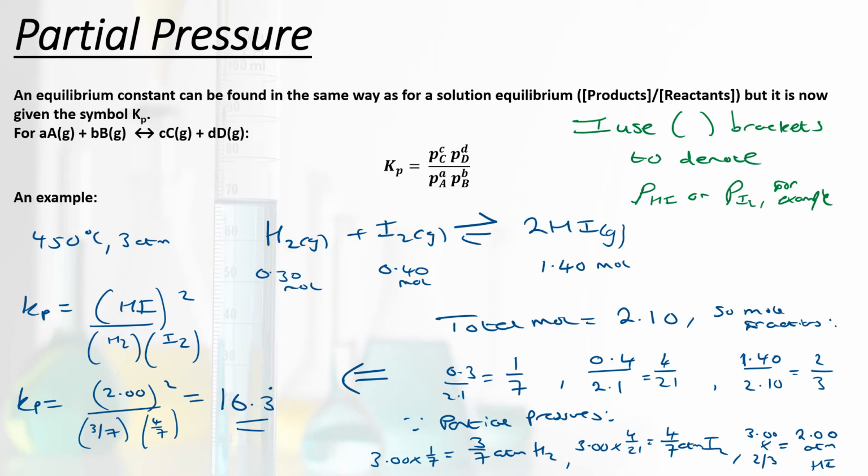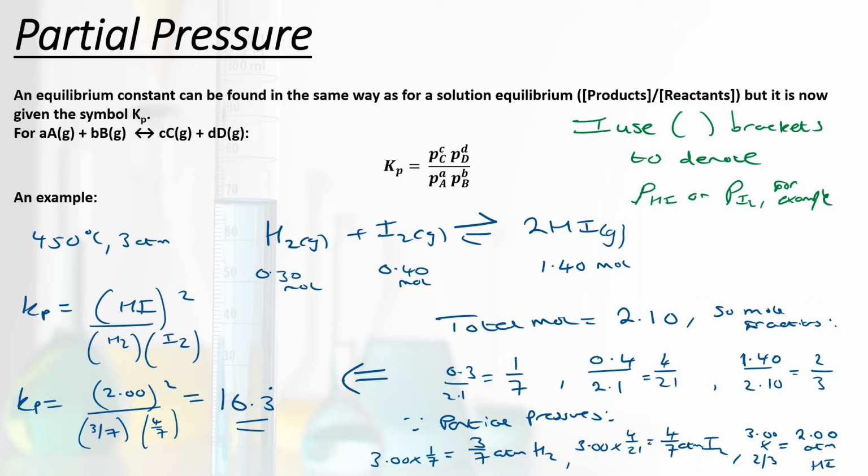So then remember, our mole fraction was the amount of moles of a particular species divided by the total moles. So the mole fraction for the hydrogen would be the 0.3 we have of that divided by 2.1. That's 1/7. The mole fraction for the iodine is 0.4 divided by 2.1, which is 4/21. And our mole fraction for the HI is 1.4 divided by 2.1, which is 2/3. Now you could write these down as decimals. I tend to keep them as fractions just because they're a bit neater to write.